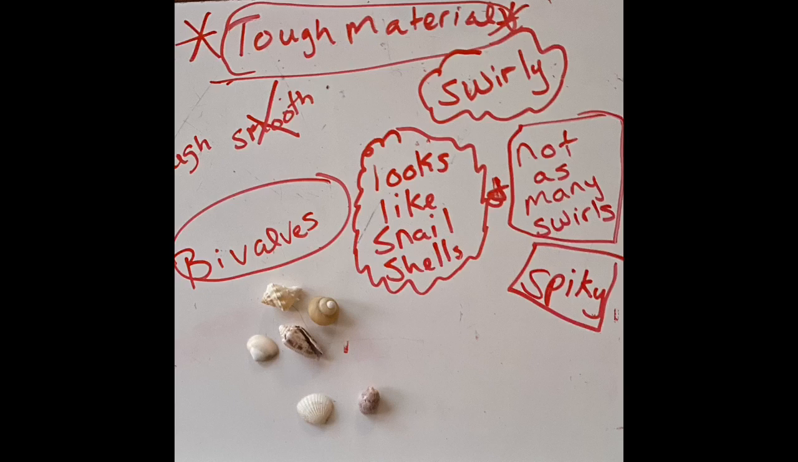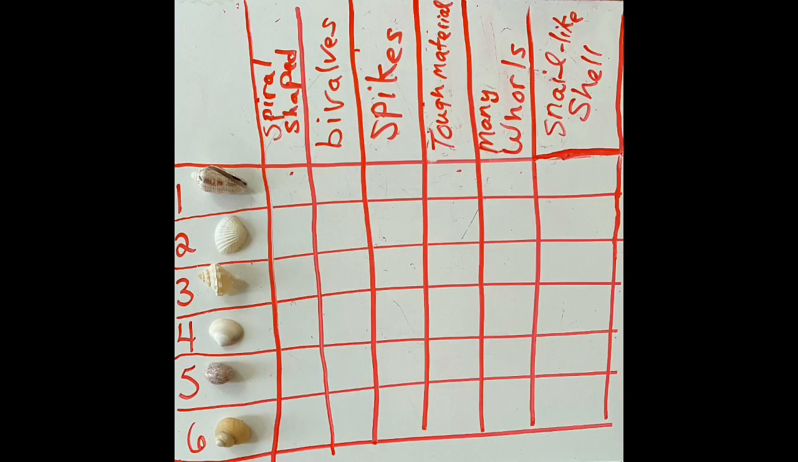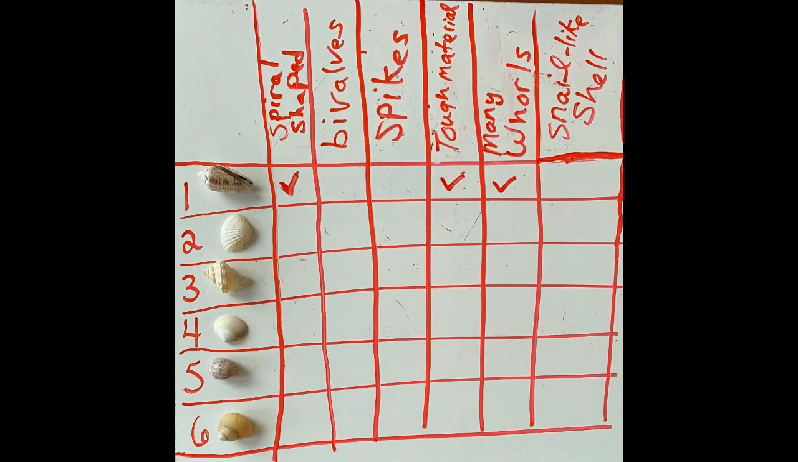Spiky, the other shell. And then I think I can make a cladogram chart if I separate the swirlies for the ones that look like snail shells versus the ones that don't. I've arranged my shells numbered 1 through 6. It doesn't have to be in any particular order. And I've arranged my 6 different characteristics that I'm now going to analyze on the characteristics chart.